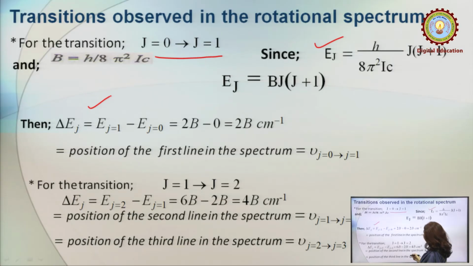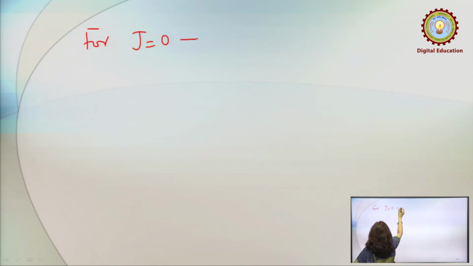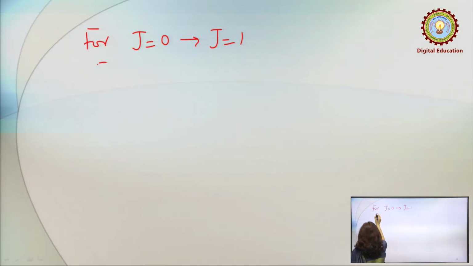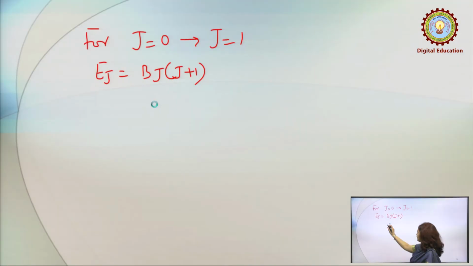In the next slide, we are going to see how we calculate the value of J rotational energy level with the help of this simple formula, E_J equals B J into J plus 1. For J equals 0 to J equals 1, we have the formula B J into J plus 1. Now, with the help of this simple formula, we can calculate the transitions between the energy levels.